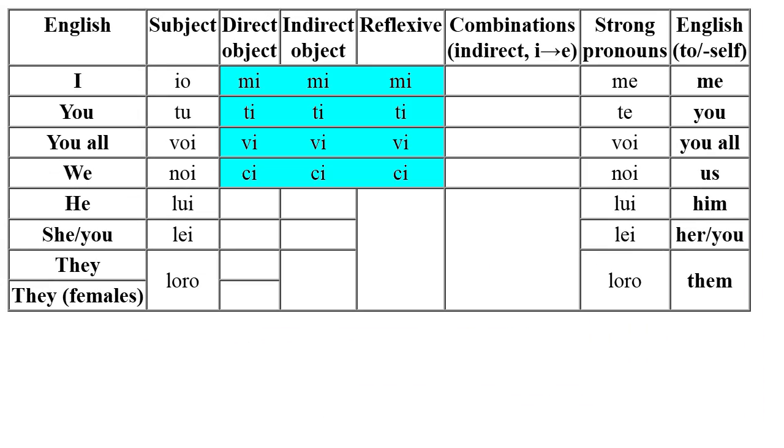So, back to the table. We can fill in quite a few places with just 4 words. The words mi, ti, vi and ci are the same in the direct object, indirect object and reflexive columns. The direct object is used when talking directly about a person or thing. The indirect object is a little bit like an indirect reference, as in giving something to someone or buying something from someone. Objects receive the action of the verb.